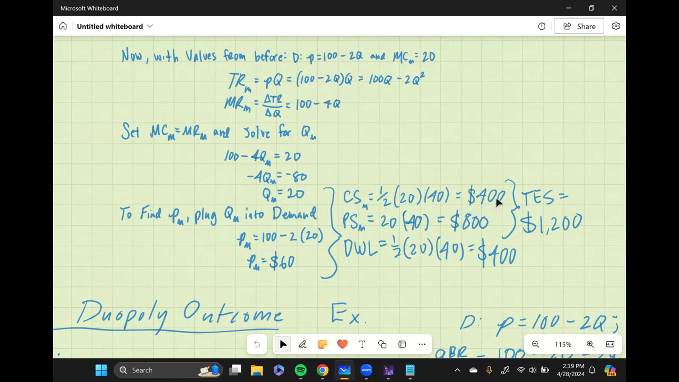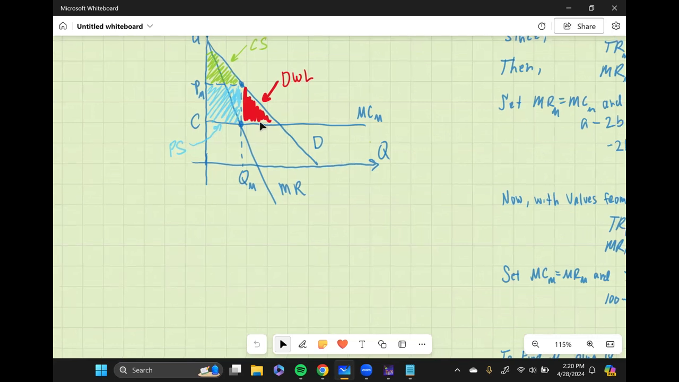And so consumers lose $1,200 worth of consumer surplus. Producers gain about $800 worth of producer surplus. If we add those two up, we can see that total economic surplus is going to be 1,200. Again, comparing this to the competitive outcome where total economic surplus was 1,600, we can see that the market overall is less efficient because there's less surplus value being generated from it. And then when we calculate the deadweight loss, which again is just going to be this triangle here, you'll notice that this triangle is formed by the outcome, the competitive outcome.